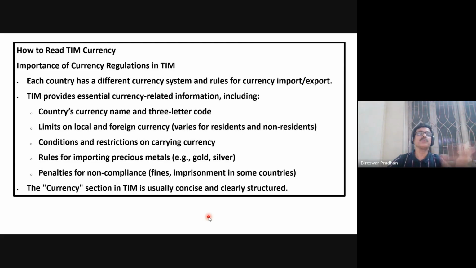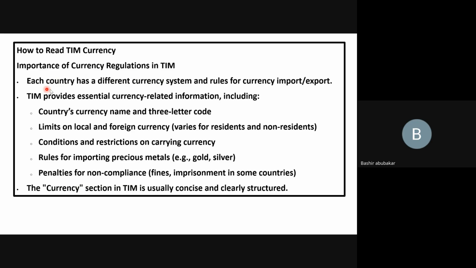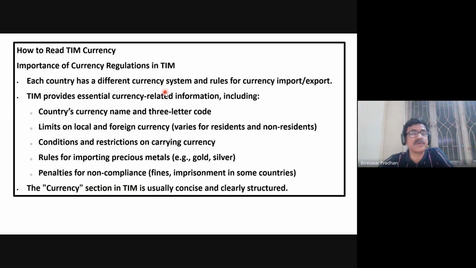Now we will see how to read the TIM currency section. When you are going to a place, currency plays a very important role. Importance of currency regulation: each country has a different currency system and rules for import and export.